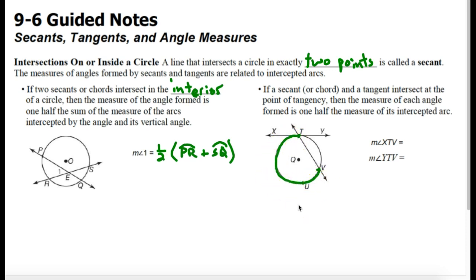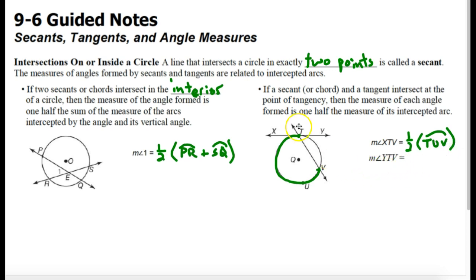Now, again, another vocab idea from the beginning of the chapter. This would be considered a major arc because it's greater than 180. To name a major arc, we use 3 points. So I could call this arc TUV. We would say the measure of that angle is just 1/2 of the measure of arc TUV.